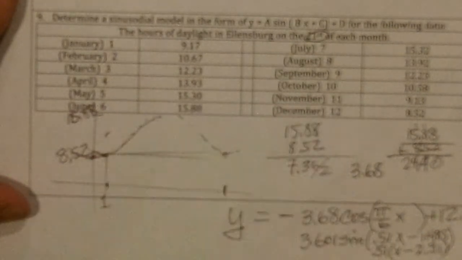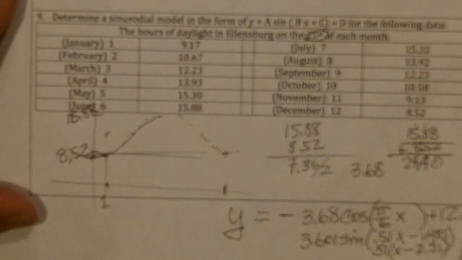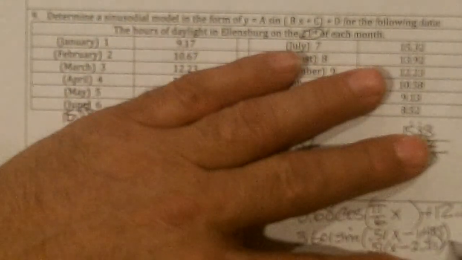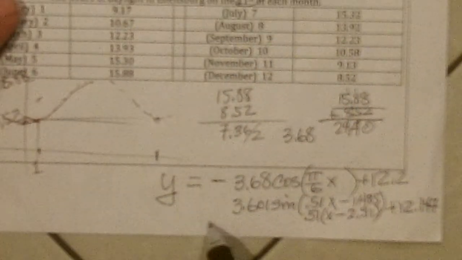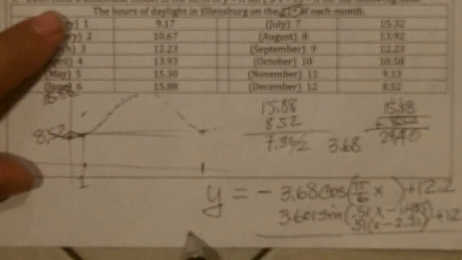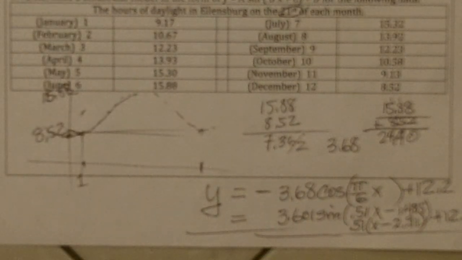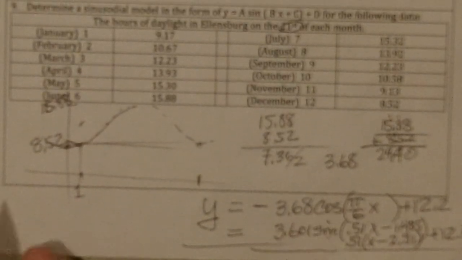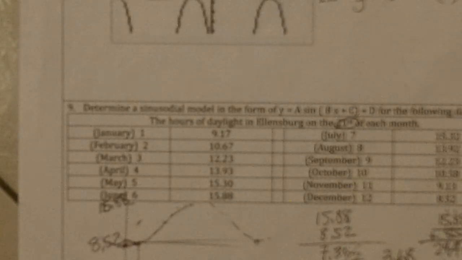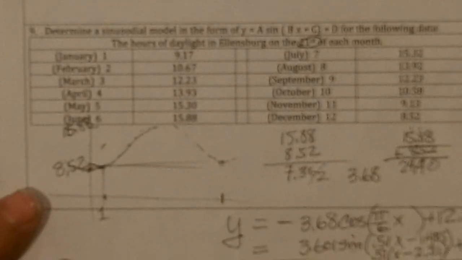And the calculator gives a center line of 12.147, which is about 12.2. So the calculator did a similar curve. It just used the sine instead of the cosine, which fits this pretty well. Okay?